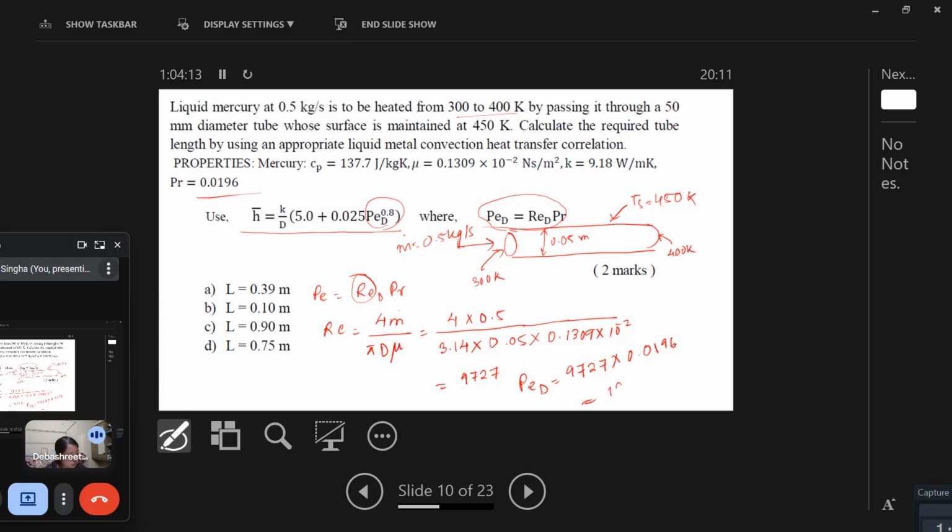190.64. That means almost 191. Okay, now once we get this Peclet number Pe_D, we can calculate the heat transfer coefficient.